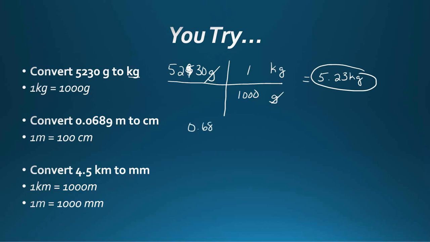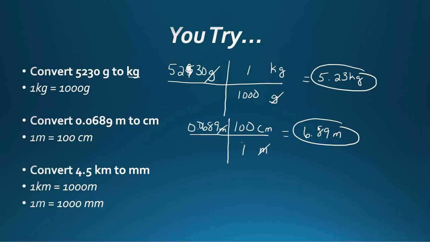All right, next one, we're going from meters to centimeters. This is 0.0689. Set up our goalposts. Meters goes down here, so you want that to cancel. Centimeters goes up there. That's our desired unit. We know there is 100 centimeters in 1 meter. Meters cancel. Multiply across the top. 0.0689 times 100 divided by 1 should give you 0.89 meters.